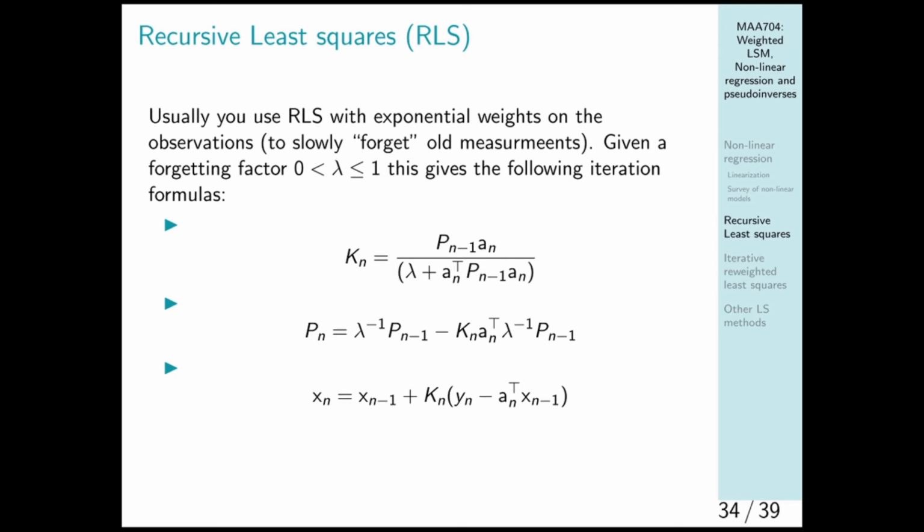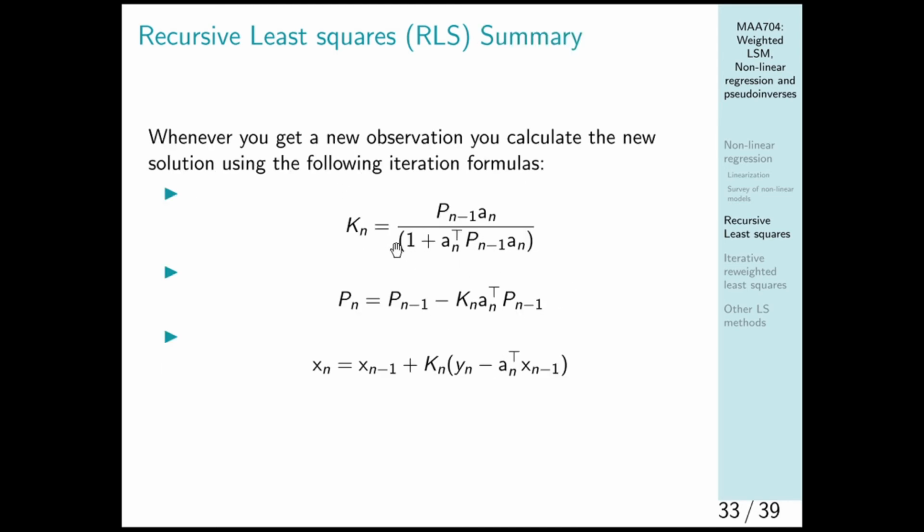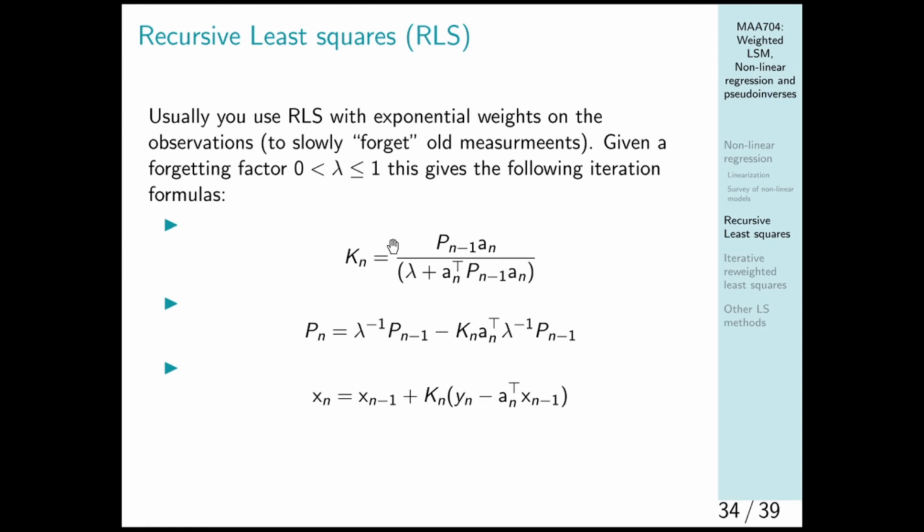And so, the most usual way to use this is using exponential weights in the observations, which means we are going to slowly be forgetting the first measurements. If we give it a forgetting factor lambda, here we put a lambda, the iterations become something like this. We put kn in this way, pn in this way with lambda minus 1 here and lambda minus 1 here. And what we get in the end is this same formula, but it has this lambda here playing some role.